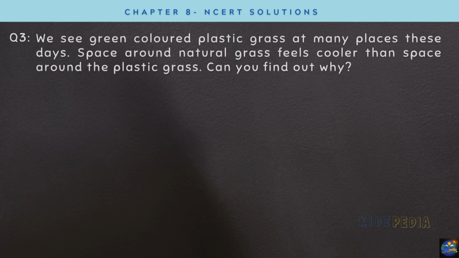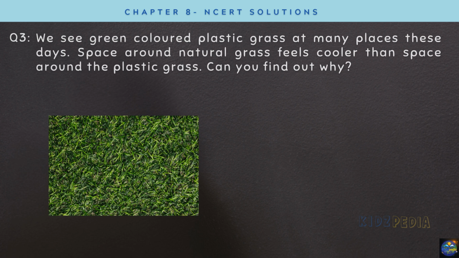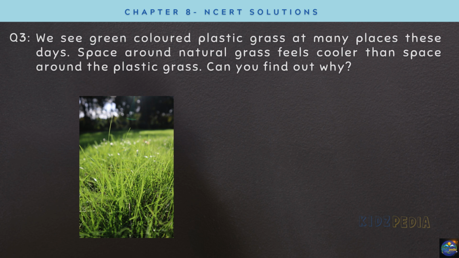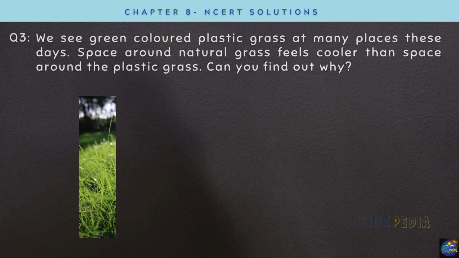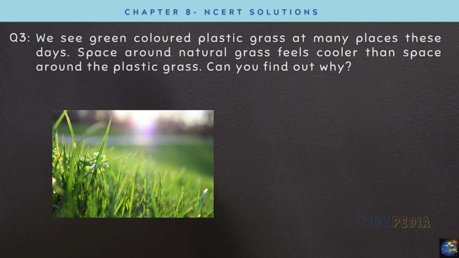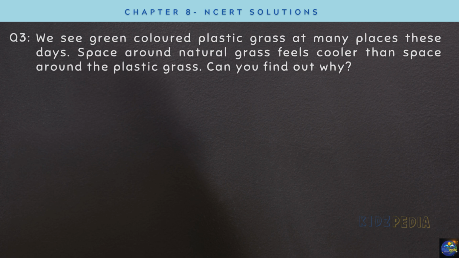Next question. We see green-colored plastic grass at many places these days. Space around natural grass feels cooler than space around the plastic grass. Can you find out why? Natural grass contains water inside the plants and in the soil around it. During the day, some of this water evaporates into the air. Evaporation always absorbs heat from the surroundings, which causes a cooling effect. Because of this, the air around natural grass feels cooler and more pleasant.